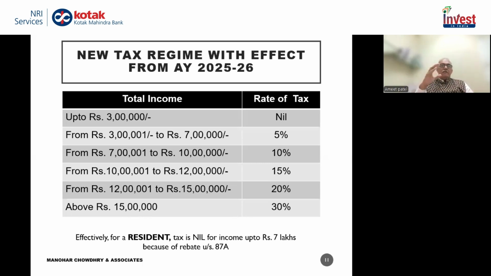Now, those of you who were watching the finance minister when she presented the budget in July 24 may remember that she said again and again that now up to 7 lakhs, you effectively don't need to pay tax. Unfortunately, that applies only to residents. For non-residents, this table would squarely apply. For residents, there is a rebate under section 87A, because of which effectively up to income of 7 lakhs, you effectively pay no tax.